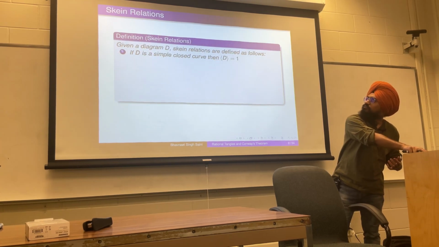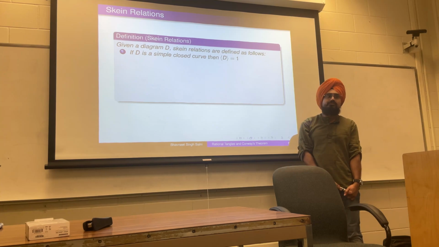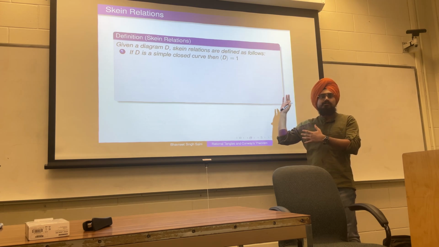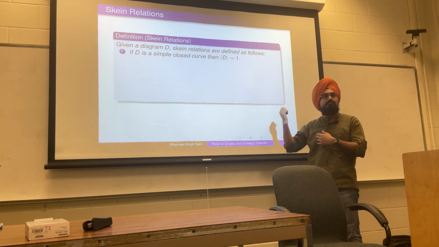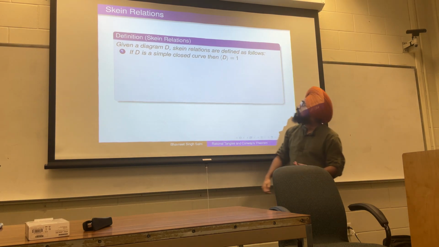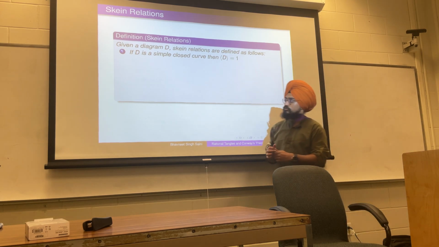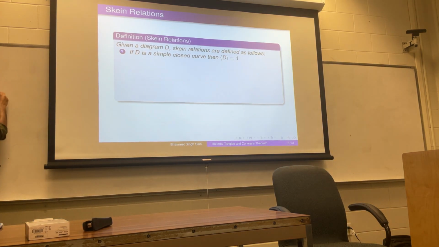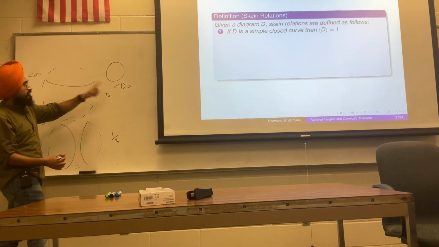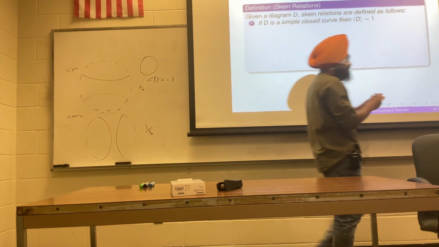To do that, we'll define something called the skein relations, and these are just recursive relations, and we will take this at face value. For now, I'll not discuss where these come from or what the proof is. So first of all, if we are given any diagram D of a knot, then skein relations are defined as: if D is a simple closed curve, that is, if you have this, then the angular D would just be 1. This is for the simple closed curve.